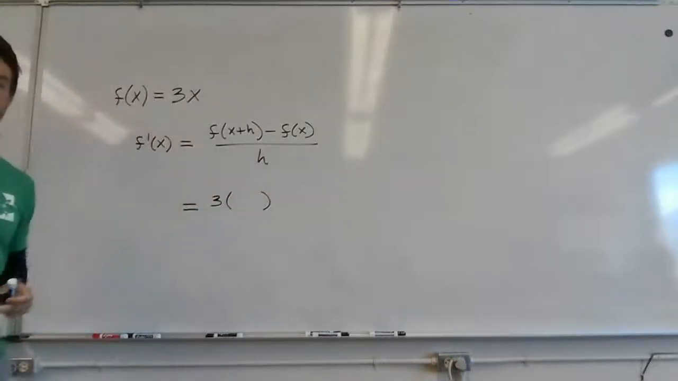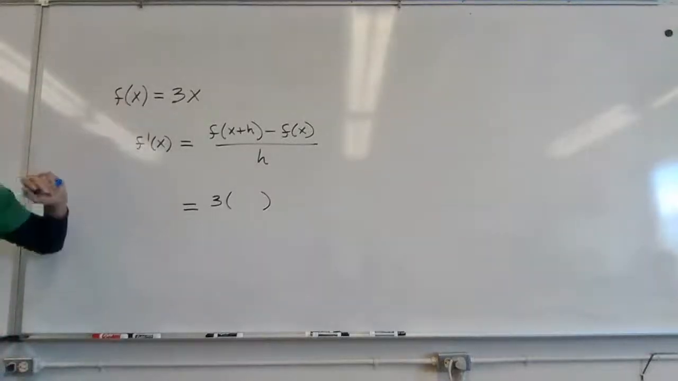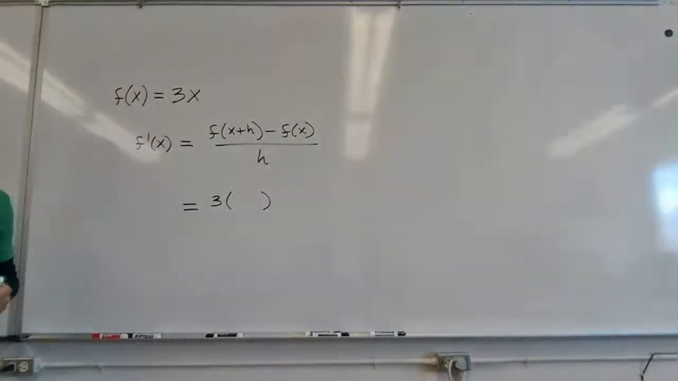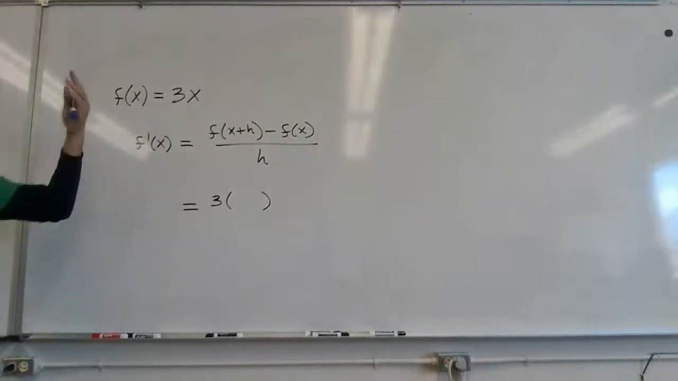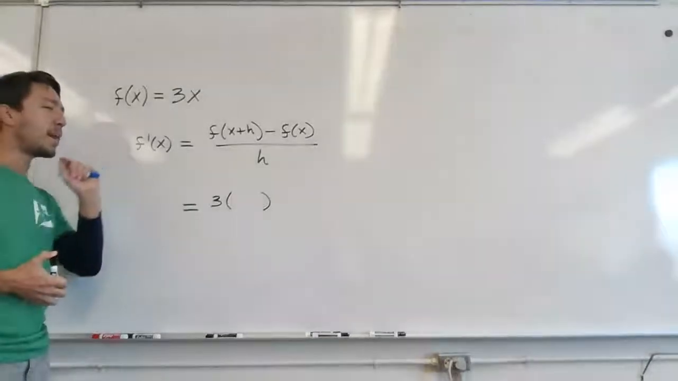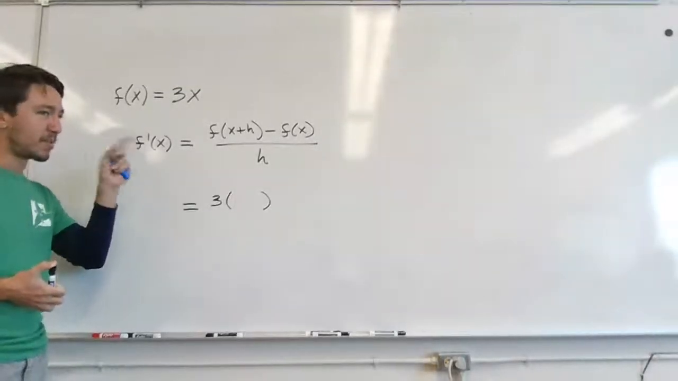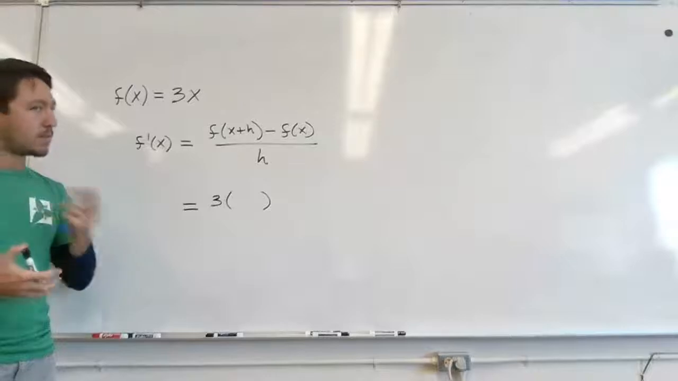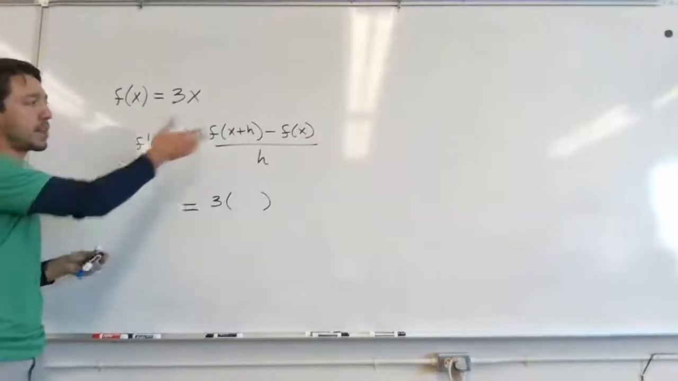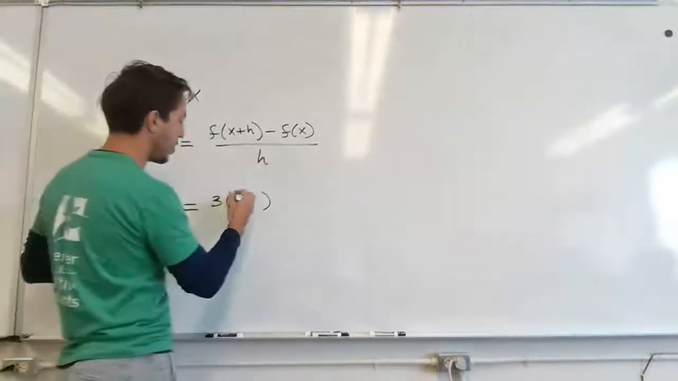So this is always the thing. Okay, let's review real quick. f of x is 3 times x. What's f of 7? 3 times 7. What's f of banana? 3 times banana. What's f of banana plus hippo? 3 times banana plus hippo. Okay, so what's f of x plus h? 3 times x plus h.